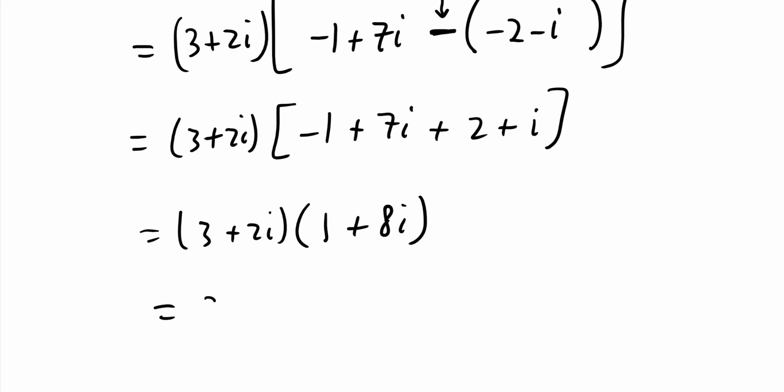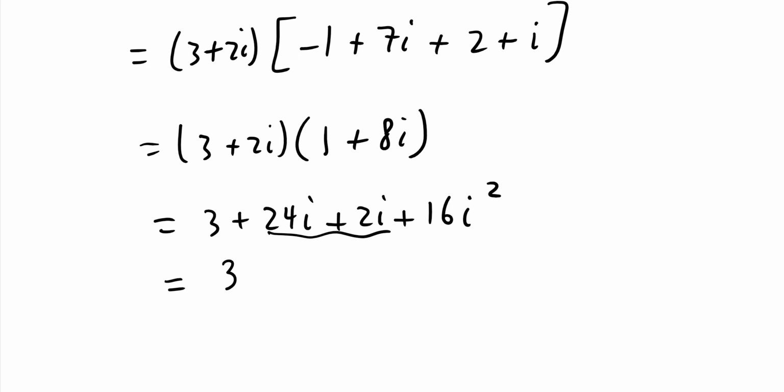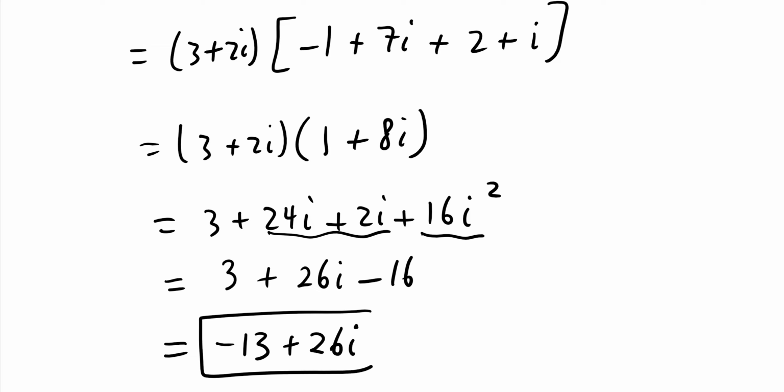Now we can distribute: 3 plus 24i plus 2i plus 16i squared. Let's see what we get. This stays the same. These can be combined to 26i. And this is minus 16. So that gives us negative 13 plus 26i. See, notice how I wrote the final answer in standard form. Very important. Any expression you are given to simplify in complex numbers, you must write your answer in standard form, which is a plus bi. A plus bi, and that simplifies everything out.